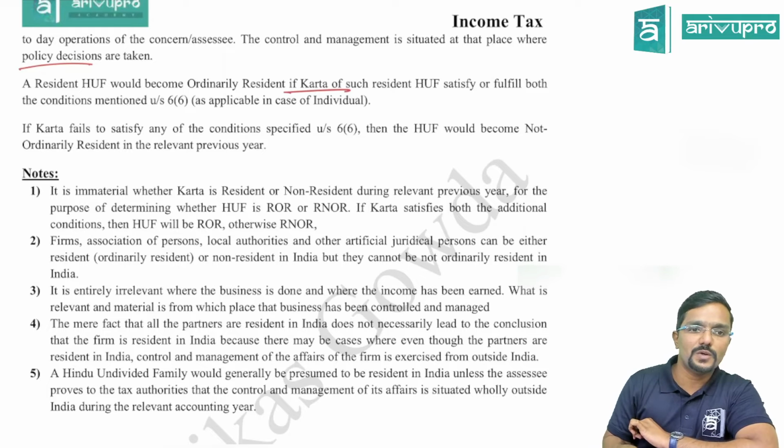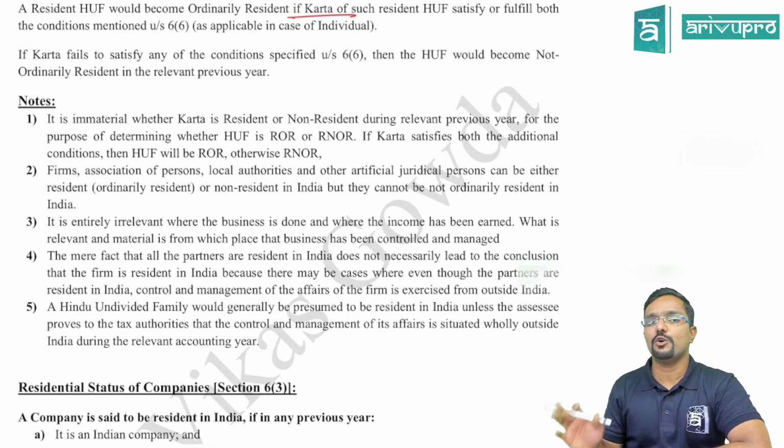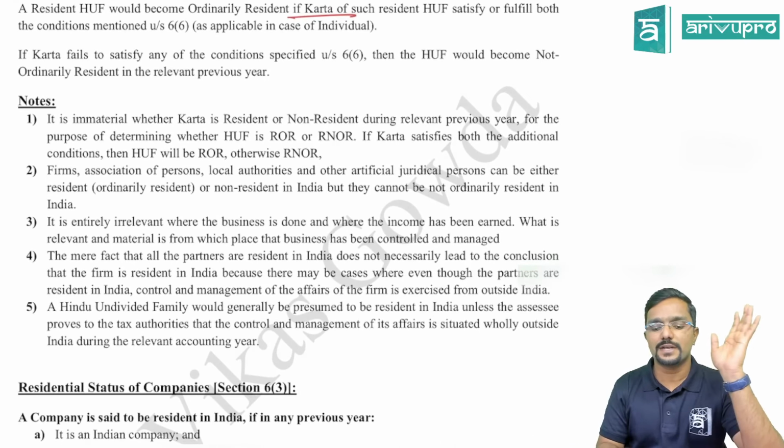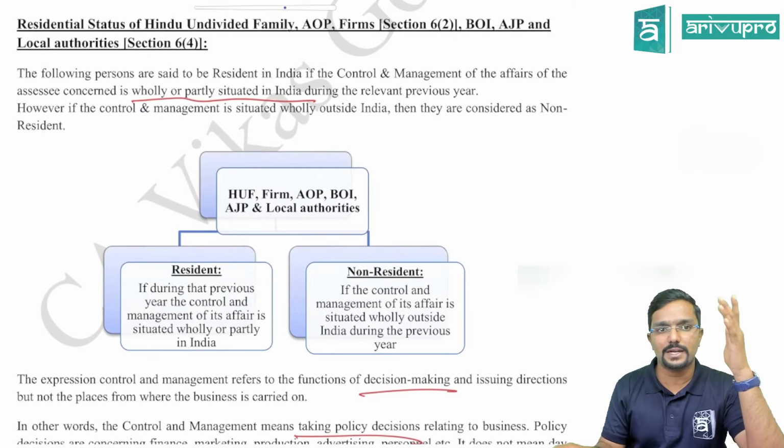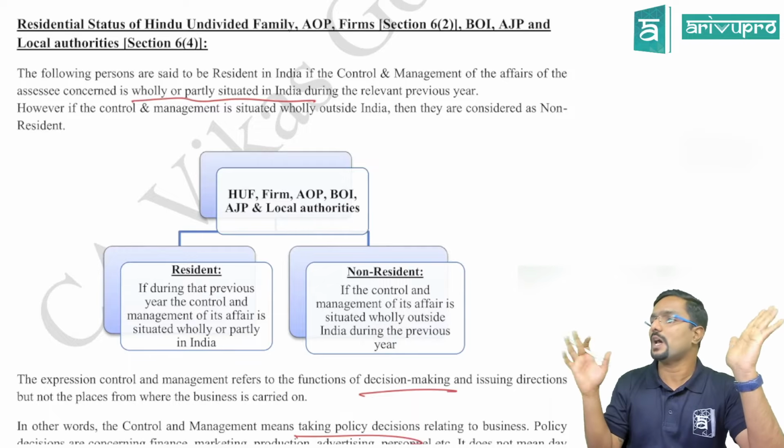Okay. Coming to the notes. Only for HUF we check additional conditions. As I told you, for all other categories of person, whoever is covered under section 6(2), 6(4), there are other categories of people also who are covered here. For them, only resident or non-resident. That's all.